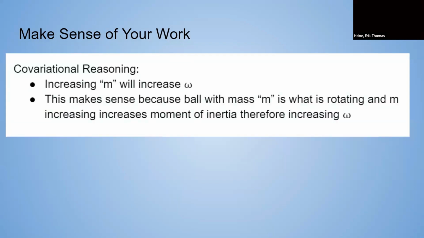Finally, we can make sense of this by using some covariational reasoning. We can see how increasing little m can increase our angular speed, which makes sense because if the little m is more significant, it will contribute a lot more to what's happening in the system. The moment of inertia will increase due to this as well, and since our angular velocity is related to moment of inertia, this would also increase.